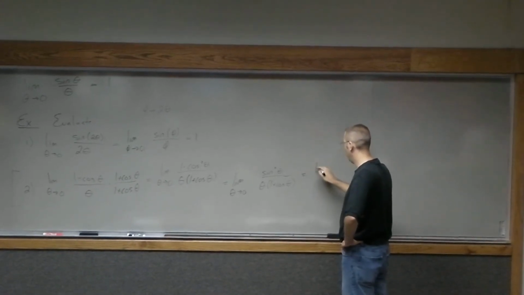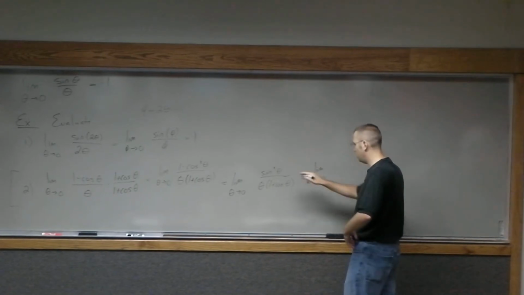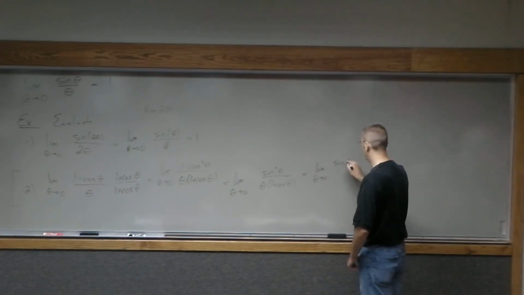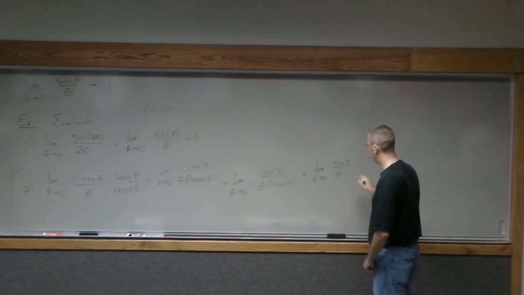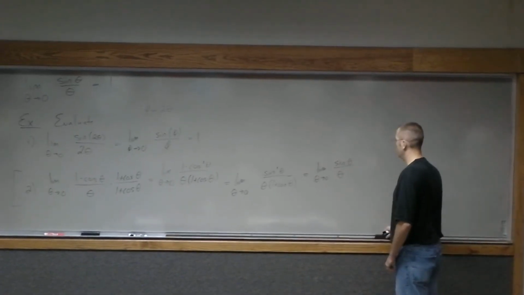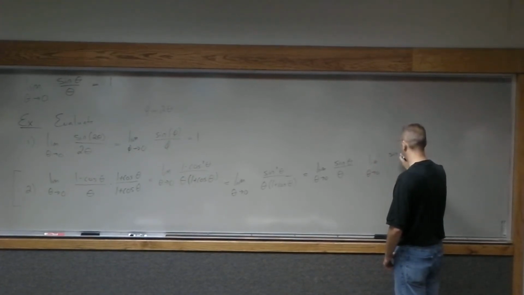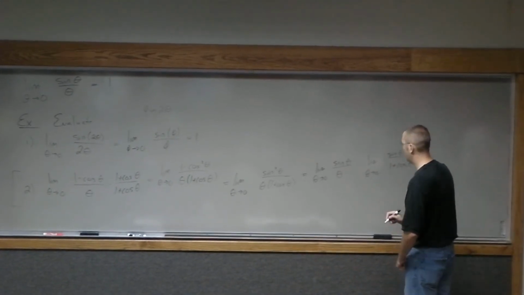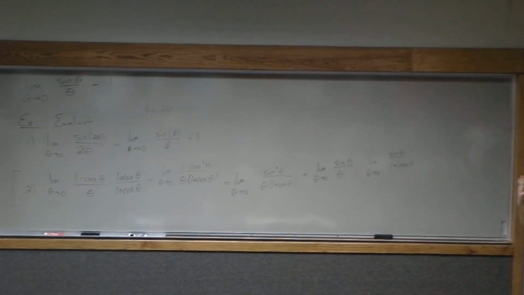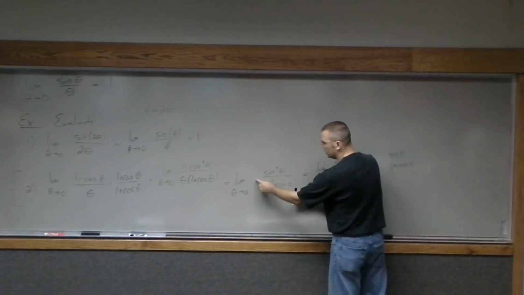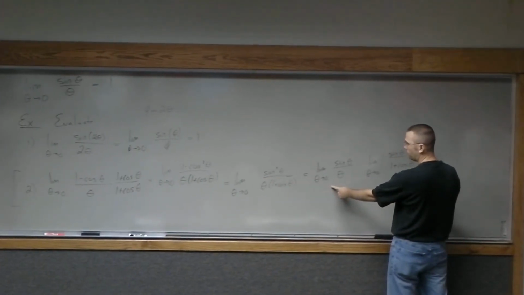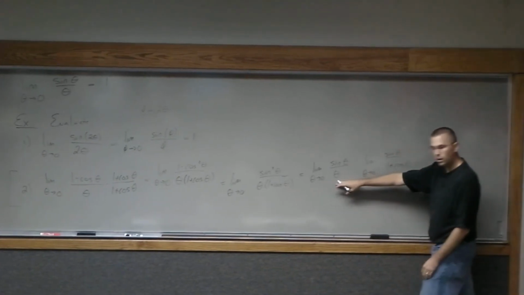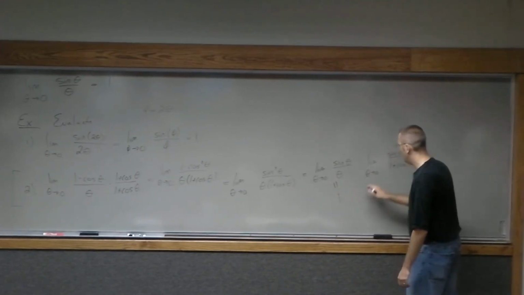Break this up into the limit as theta goes to 0 of sine of theta over theta, times the limit as theta goes to 0 of sine of theta over 1 plus cosine of theta. Okay? I'm just breaking this up into a product. Again, I'm allowed to do that. I'm allowed to break up multiplications into multiplication of limits. Okay? All right. The limit of the first part is 1.